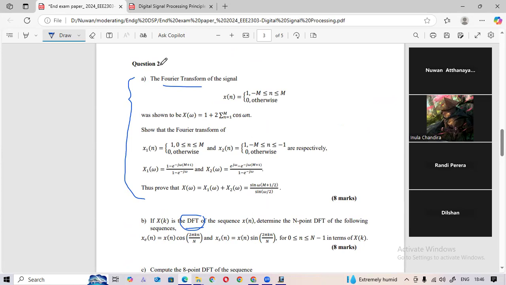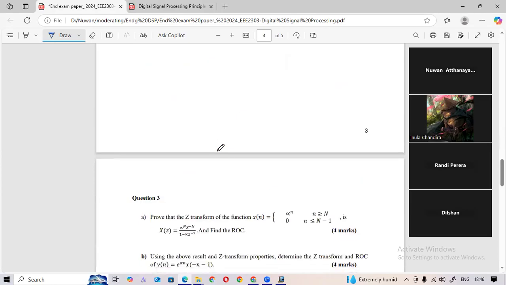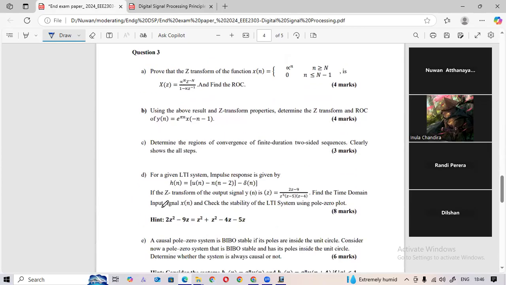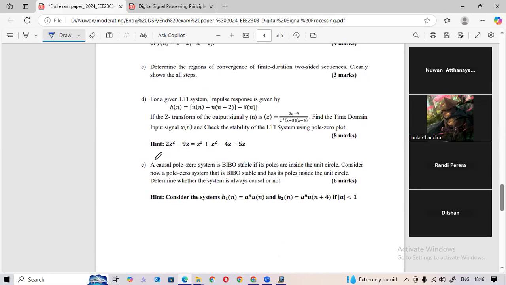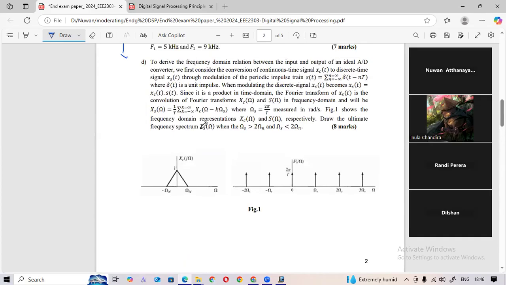So on this side, question 2 will depend totally on Fourier transform, and question 3 will be on discrete Fourier transform plus Z transform. And here question 3 is totally dependent on Z transform, but this time DFT plus Z transform will be there. Generally, I think this year's paper is easier and simpler than this one. I think most questions are repeating, as I can see.